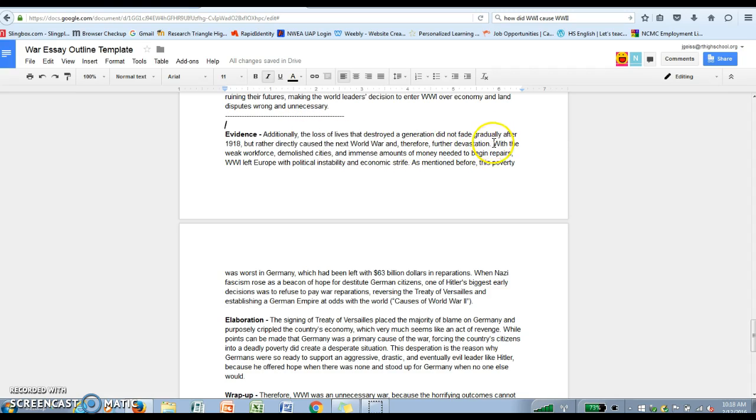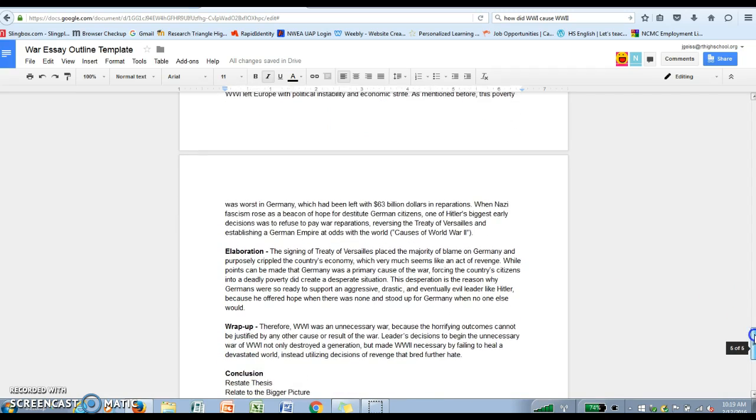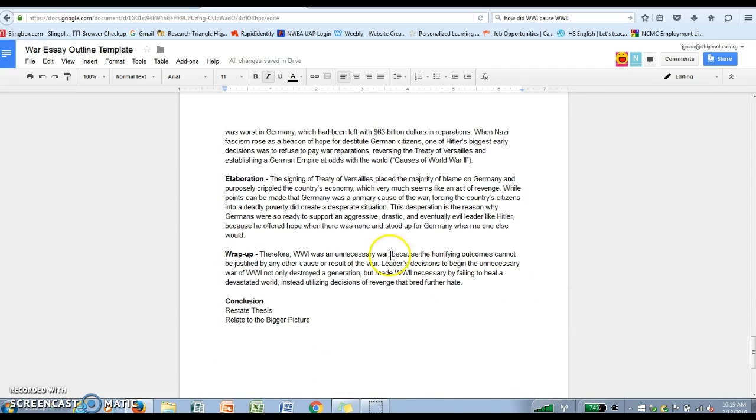So then you can go through and read this yourself, but this provides information as to how World War II was caused by World War I, and it has its in-text citation, and all this information is paraphrased, which is why it's not in quotation marks. Then it has the following elaboration that explains the significance of World War I causing World War II. Then the wrap-up is important.